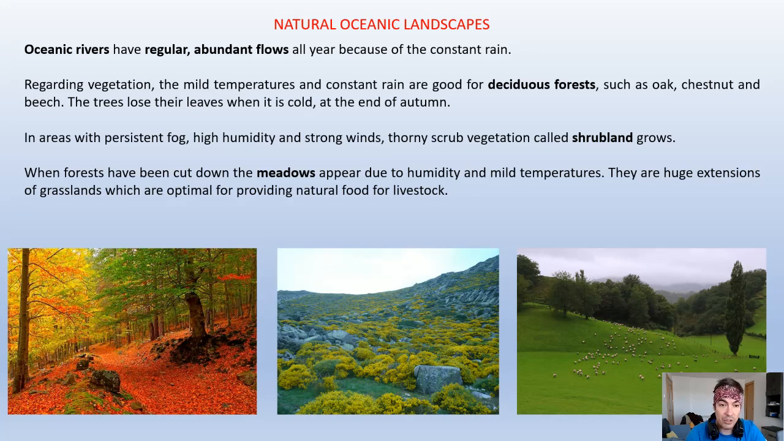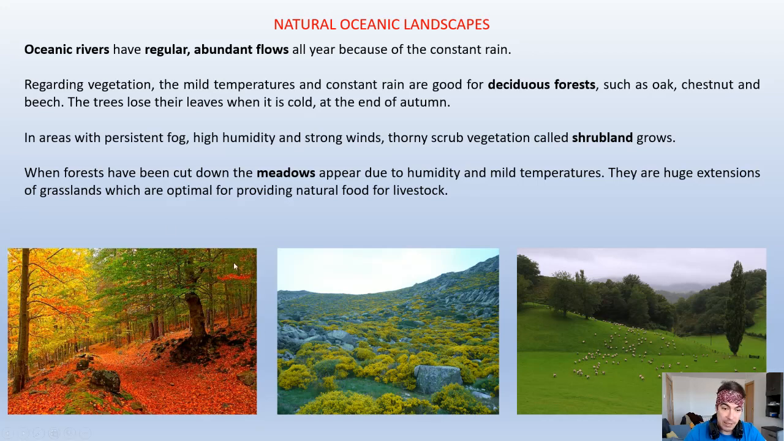Regarding the vegetation, the mild temperatures and constant rain are good for deciduous forests. Deciduous forest means, in castellano, bosque de hoja caduca. The species we find in deciduous forest are the oak, el roble, the chestnut, el castaño, and the beech, el haya. These trees lose their leaves when it is cold at the end of autumn.